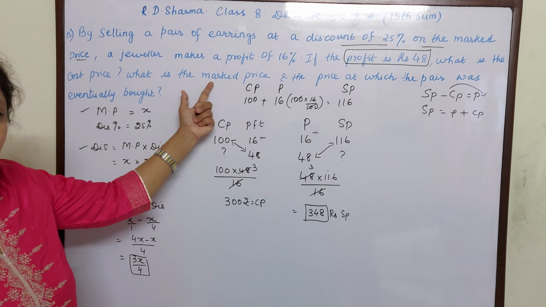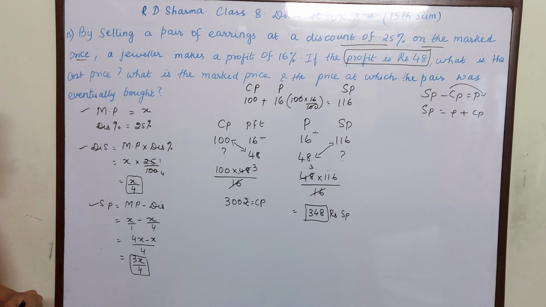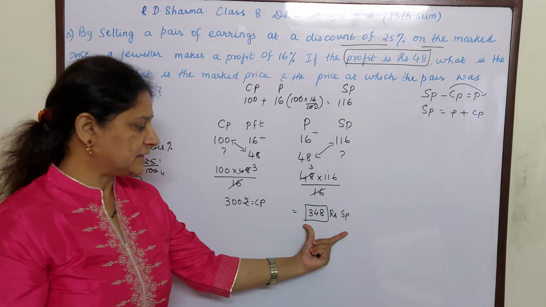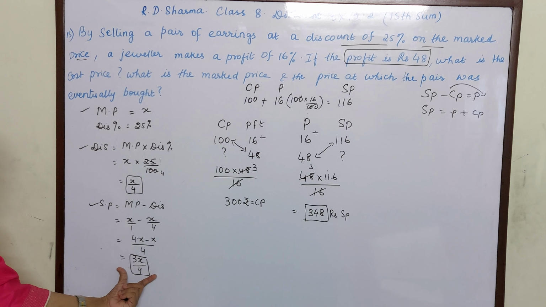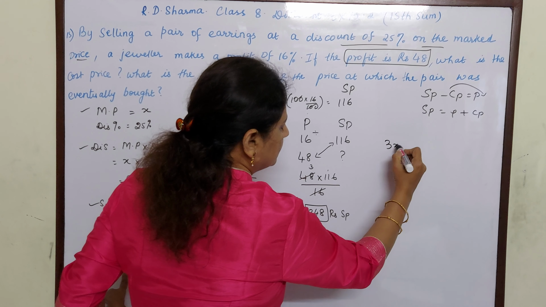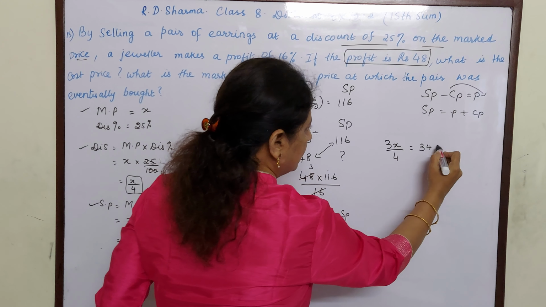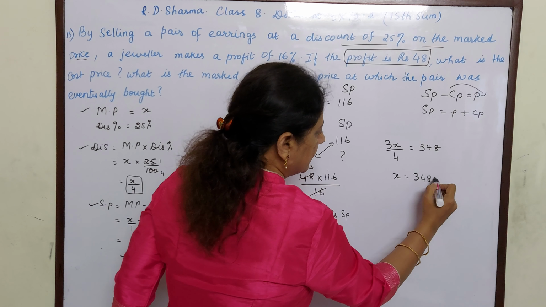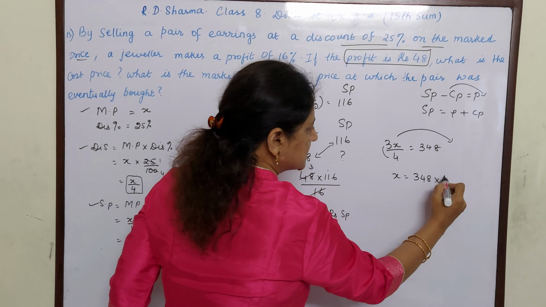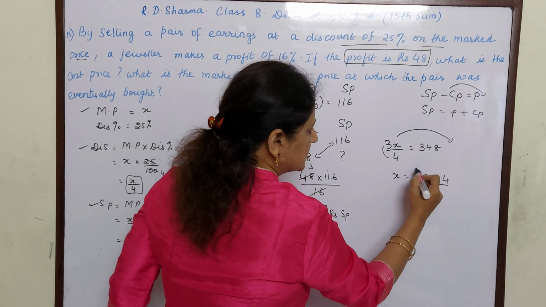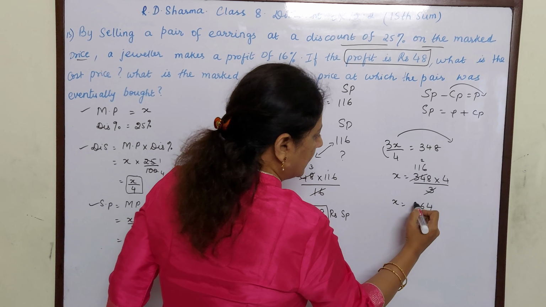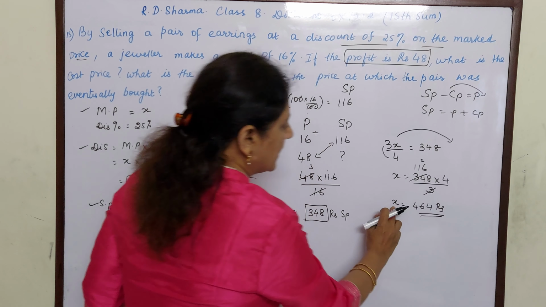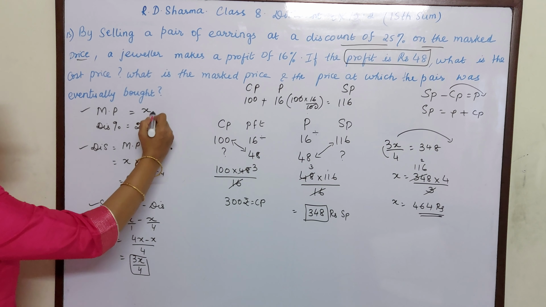Now we have to find the marked price. Marked price is X. According to the information given, 348 is the selling price. But here we have also found the selling price in terms of the variable, so we can equate the two. So 3X by 4 is equal to 348. So X is equal to 348 into, when 3 by 4 comes to the other side, it becomes the reciprocal 4 by 3. So 348 divided by 3 is 116, and 116 into 4 is 464 rupees. So X is nothing but the marked price, and we have got the marked price as 464 rupees.